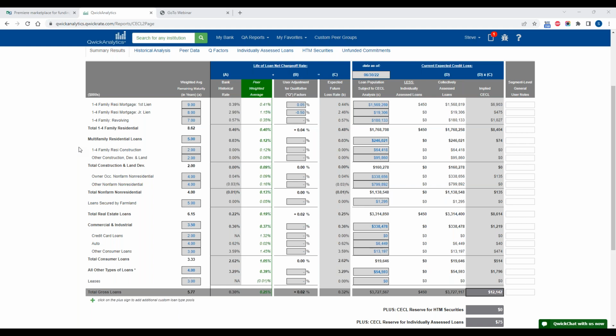So again, so that you spend your time focusing on the subjective elements of CECL, your qualitative factors, and where your time should be spent instead of endlessly reconciling and re-reconciling data.